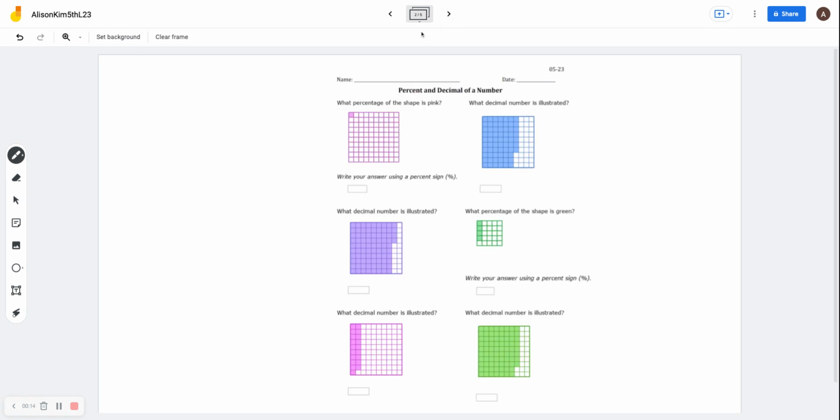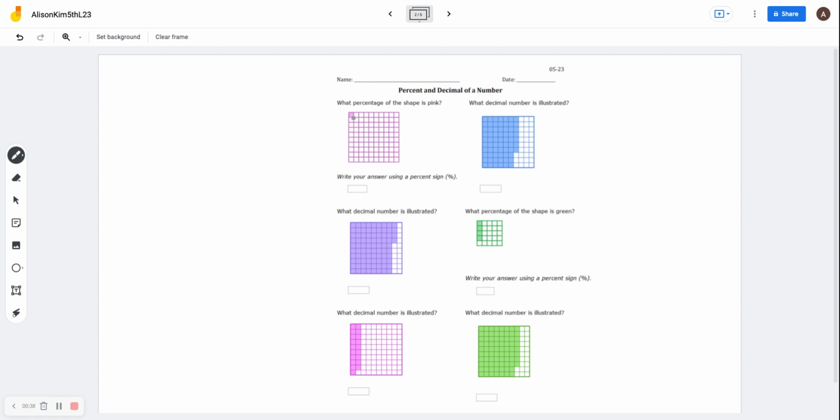So for this one, it gives you the little grids again. Each of these grids should be 100 boxes, and when it asks you what percentage of the shape is a specific color, what you're gonna do is find the decimal first, and then you're gonna multiply by 100.